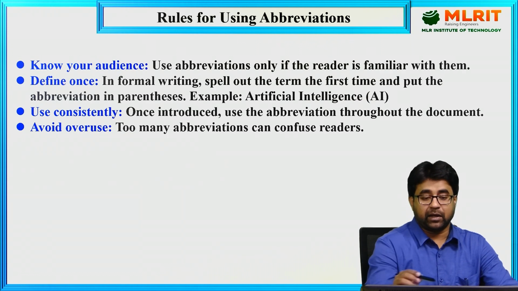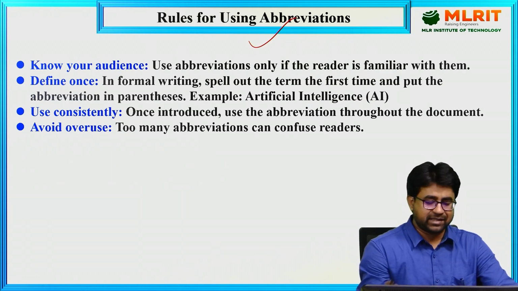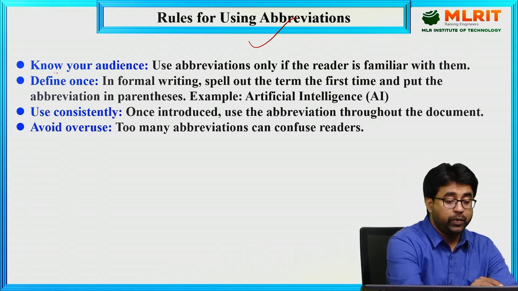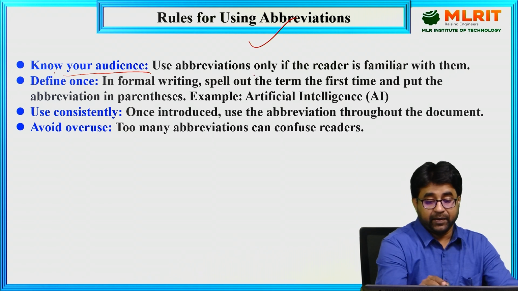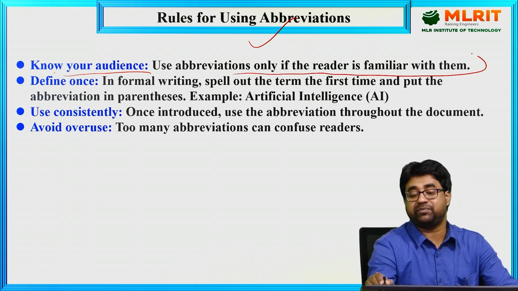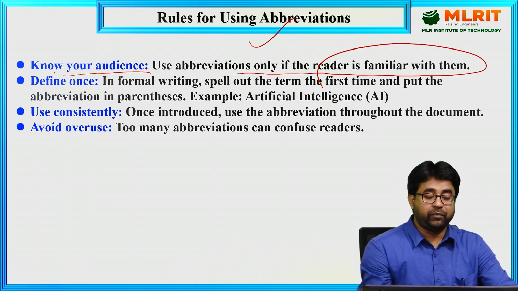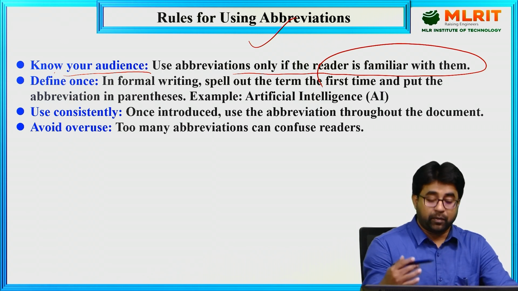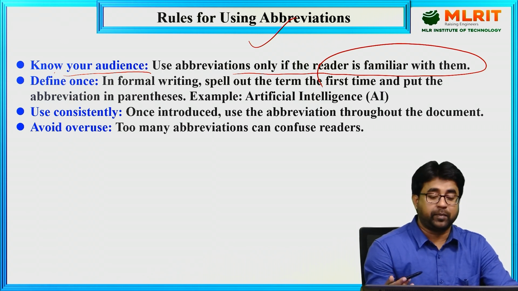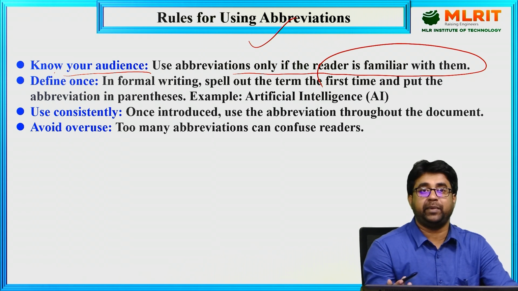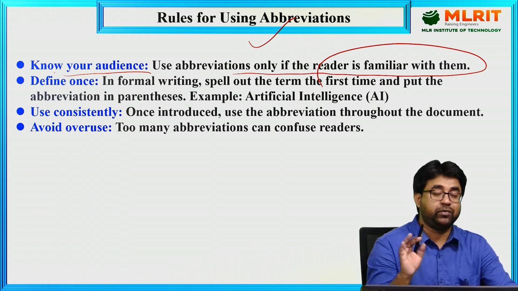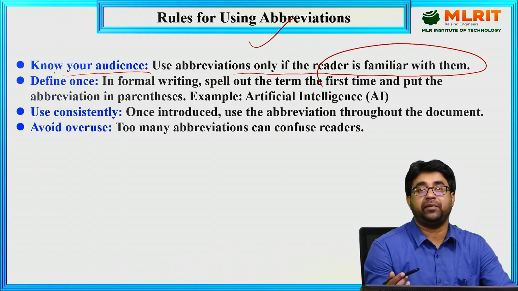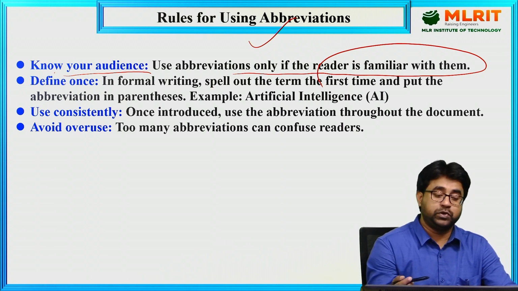Right? Now, rules for using abbreviation. There are certain things that we need to keep in our mind while using abbreviation. First, we need to know our audience. Use abbreviations only if the reader is familiar with them. If someone who is listening to you is not aware of the full form of the abbreviation, he or she won't get the meaning. So it's important to understand the audience and check whether they know the full form of the abbreviation or not. And then only we should use them.